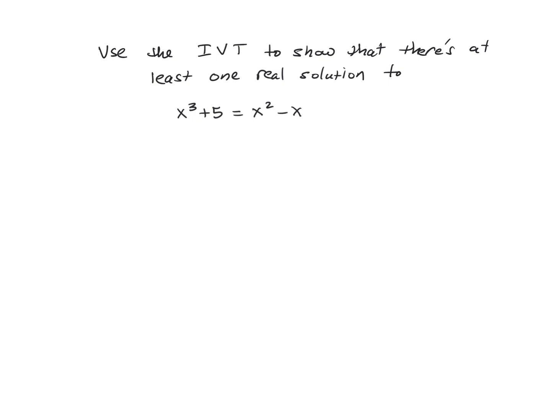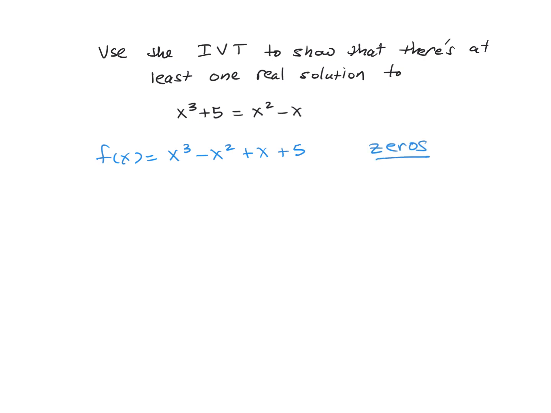So if we move all terms to one side, we have f of x is equal to positive x cubed minus x squared plus x plus 5. And now we want to look at finding the zeros of this polynomial.